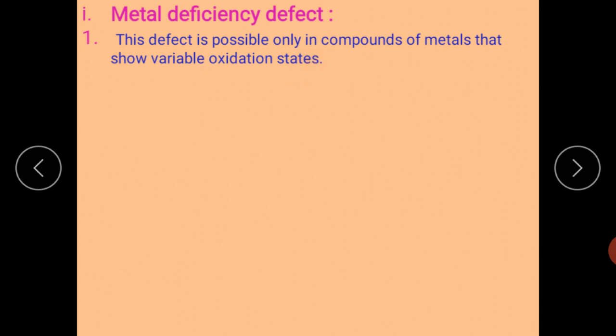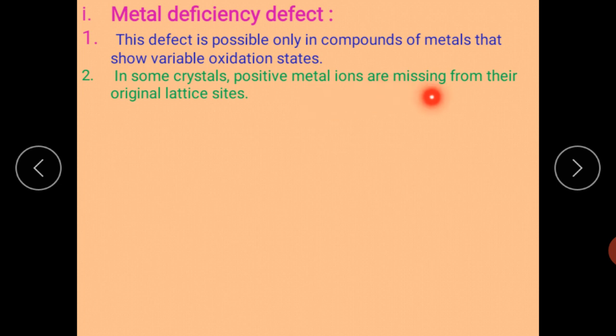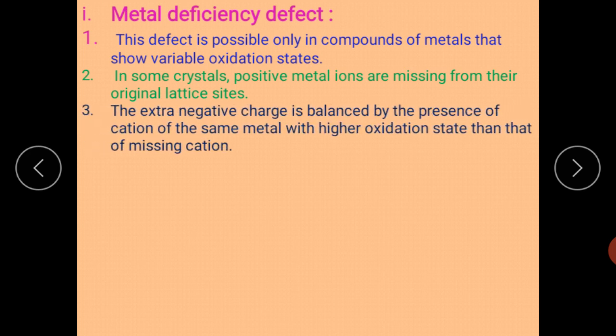In some crystals, the positive metal ions are missing from their original lattice sites. Therefore, the extra negative charge is balanced by the presence of cations of the same metal with a higher oxidation state than the missing cation. The meaning of this statement is that the missing cation has an oxidation state different from that of the same element's other ions.